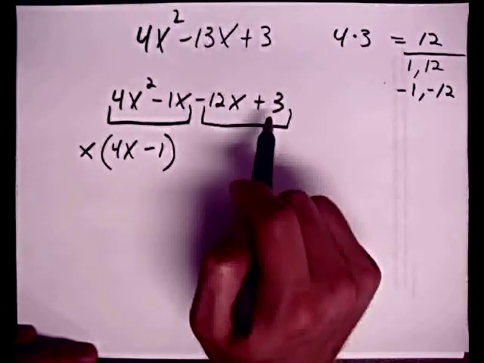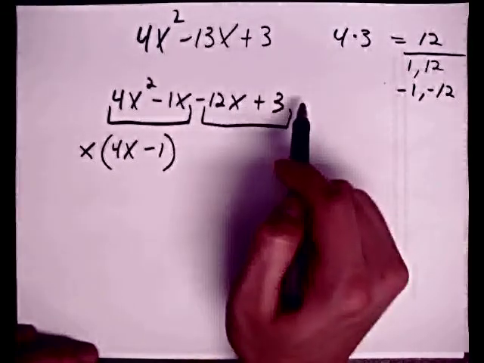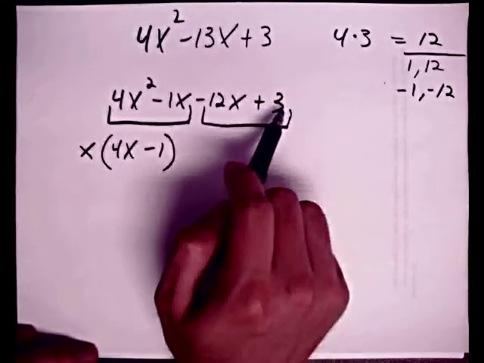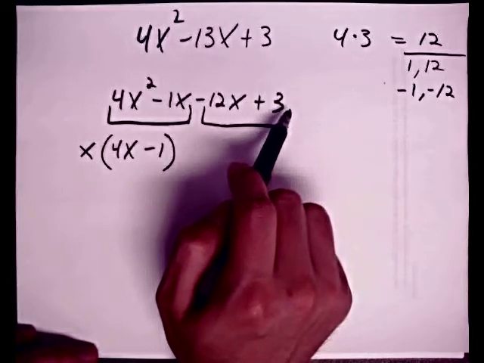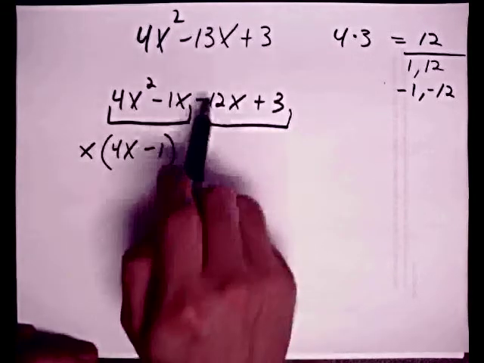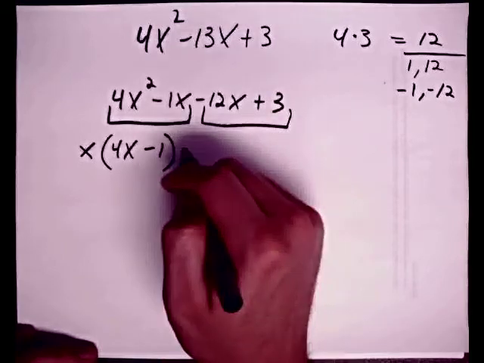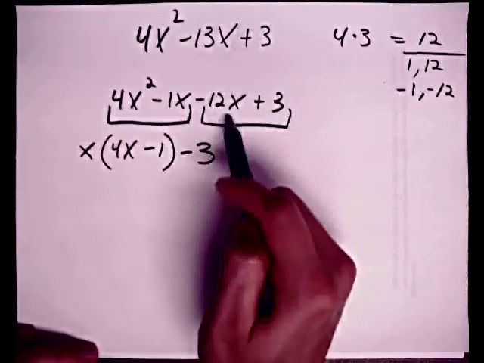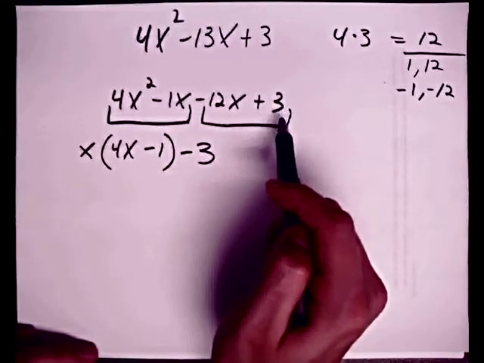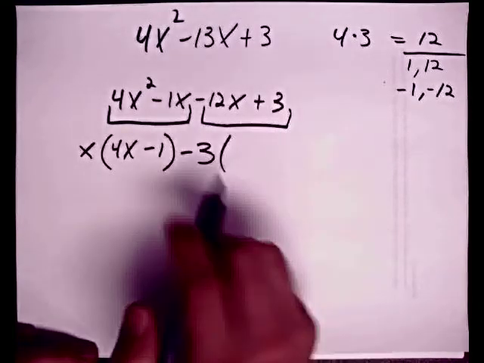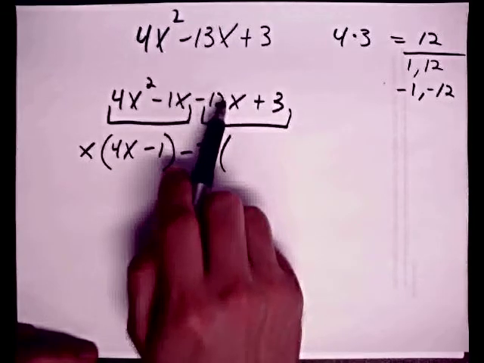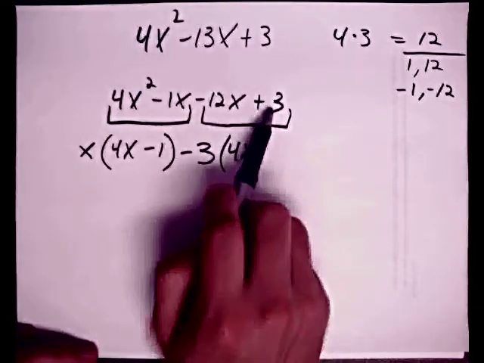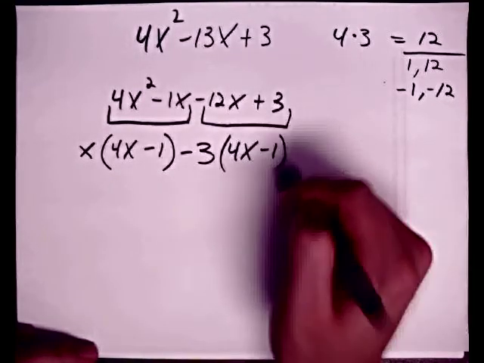My second group, negative 12x and 3. 12 and 3 are both divisible by 3, so we're going to factor out a 3. And to make it match what we have here, since we have a negative and then a positive, I'm going to factor out not just a 3, but a negative 3. This has an x, this does not, so we aren't going to factor out an x. But if I factor out negative 3, negative 12 divided by negative 3 is positive 4x, and positive 3 divided by negative 3 is negative 1.